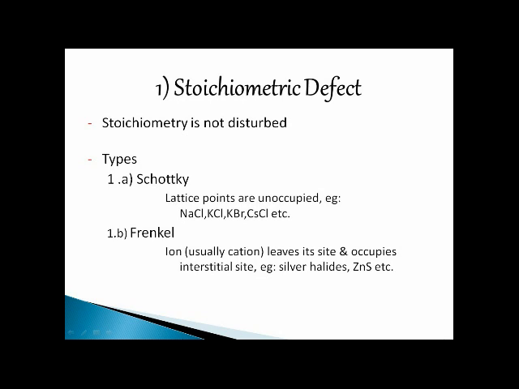First, when we see about Schottky defect, this defect arises due to unoccupied lattice points. You know, lattice points are occupied by cations and anions in an ionic crystal. If these lattice points are unoccupied, we say that defect is Schottky defect. So, during this Schottky defect, there is a decrease in the density of the crystal.